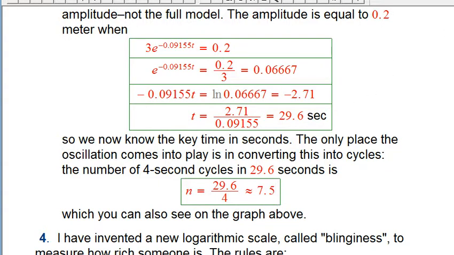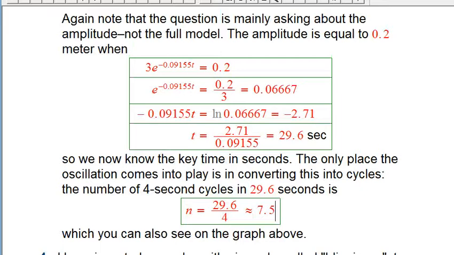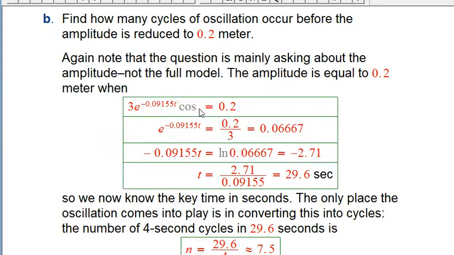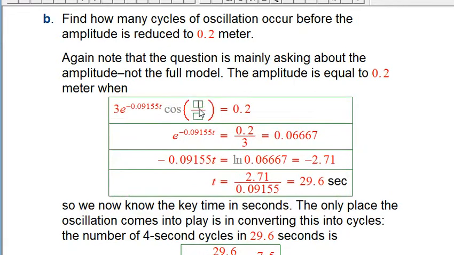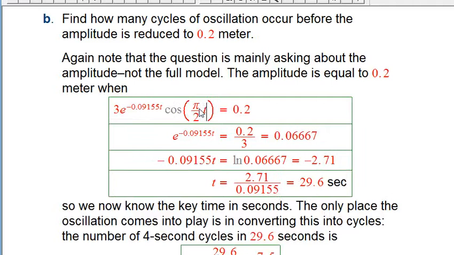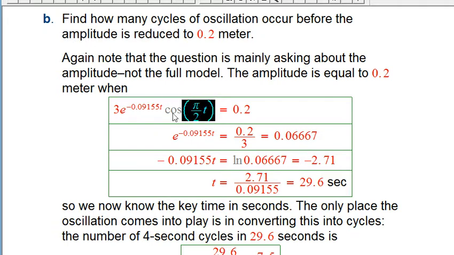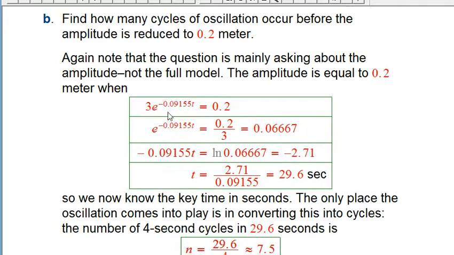Okay, so this can be confusing because people's temptation is to combine them, and in particular, a lot of people want to say, "Oh, I think we're supposed to take the full model here, and set that equal to 0.2." Not really. The amplitude is supposed to be 0.2 meters here, and that's a much simpler question because solving this algebraically is pretty much impossible. Solving this one is not impossible.